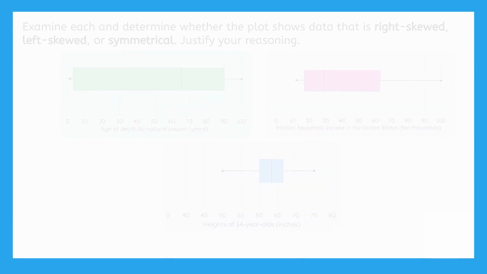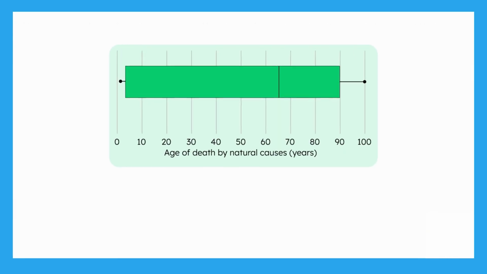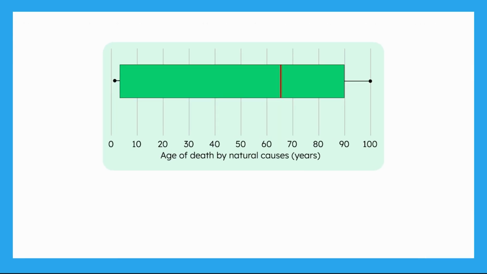Let's see how you did. In the first box plot, the median is much closer to the third quartile than the first quartile. In other words, the data points on the left side of the box plot are much further away from the median than the values on the right. This indicates a longer tail on the left, making this data left-skewed.